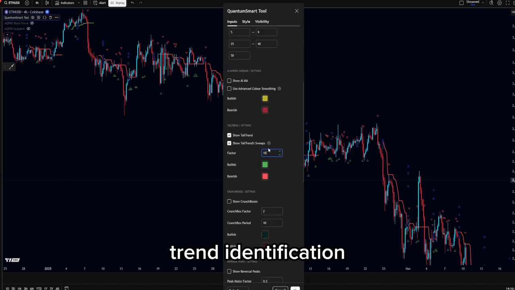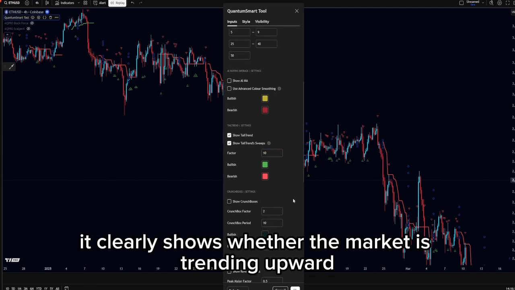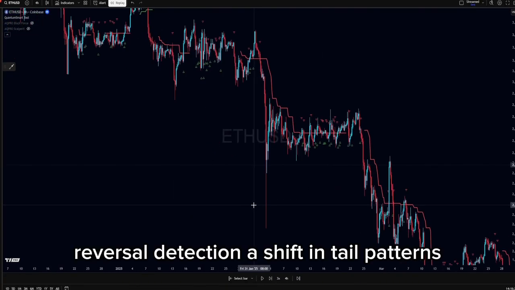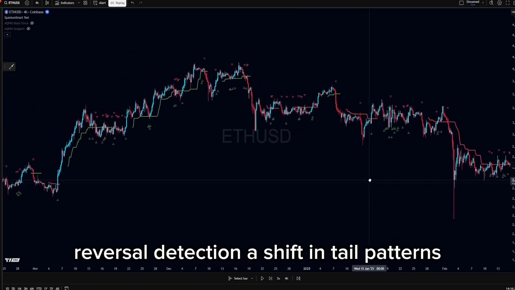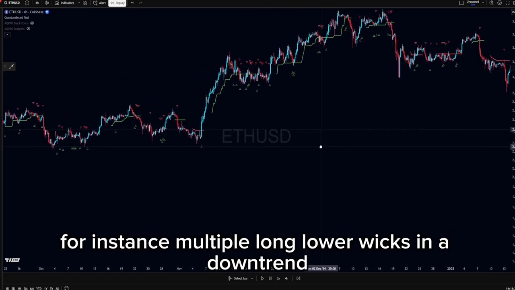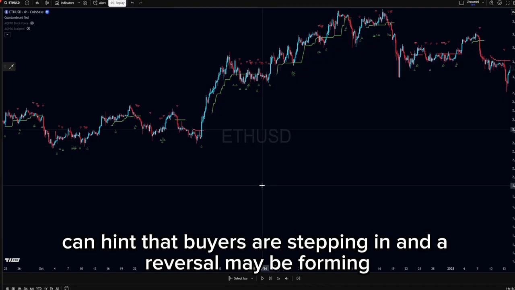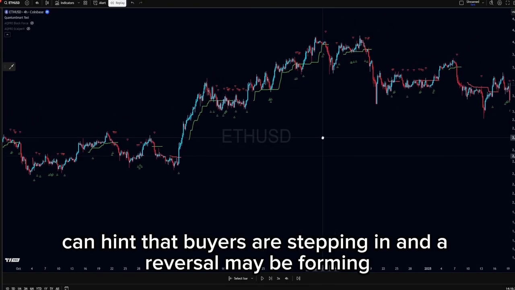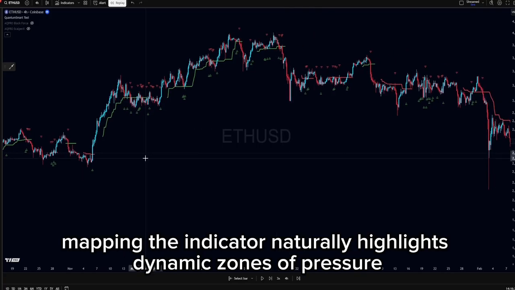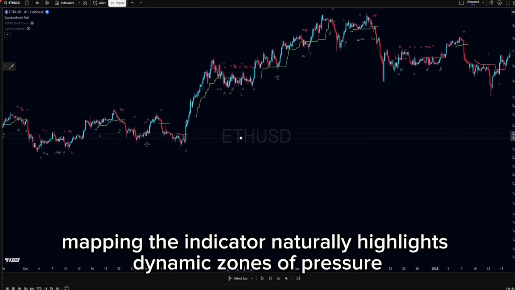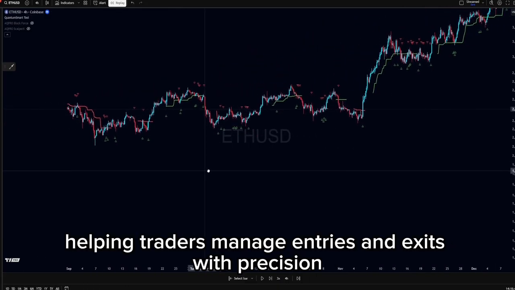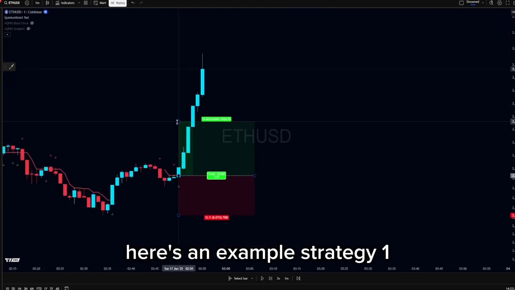In practice, tail trends serve several key functions. Trend identification. It clearly shows whether the market is trending upward, downward, or moving sideways. Reversal detection. A shift in tail patterns, for instance, multiple long lower wicks in a downtrend, can hint that buyers are stepping in and a reversal may be forming. Support and resistance mapping. The indicator naturally highlights dynamic zones of pressure where price reacts repeatedly, helping traders manage entries and exits with precision.